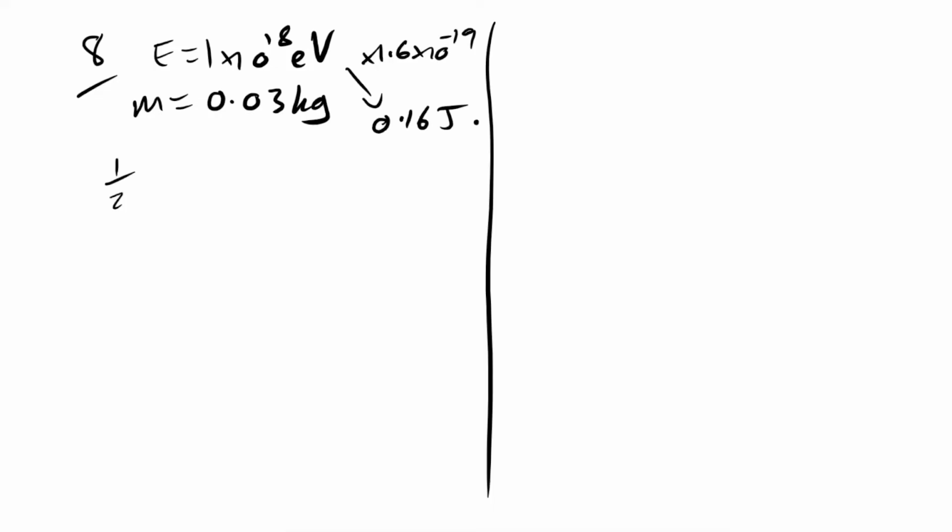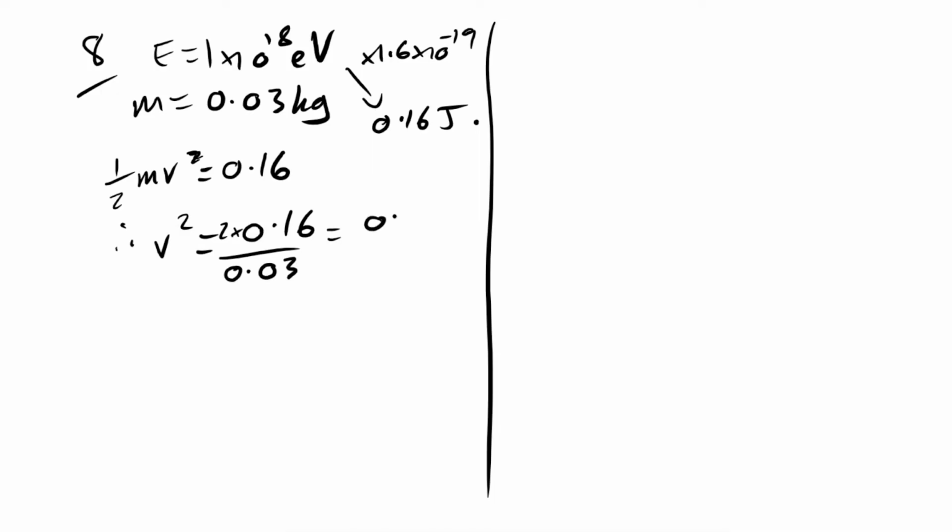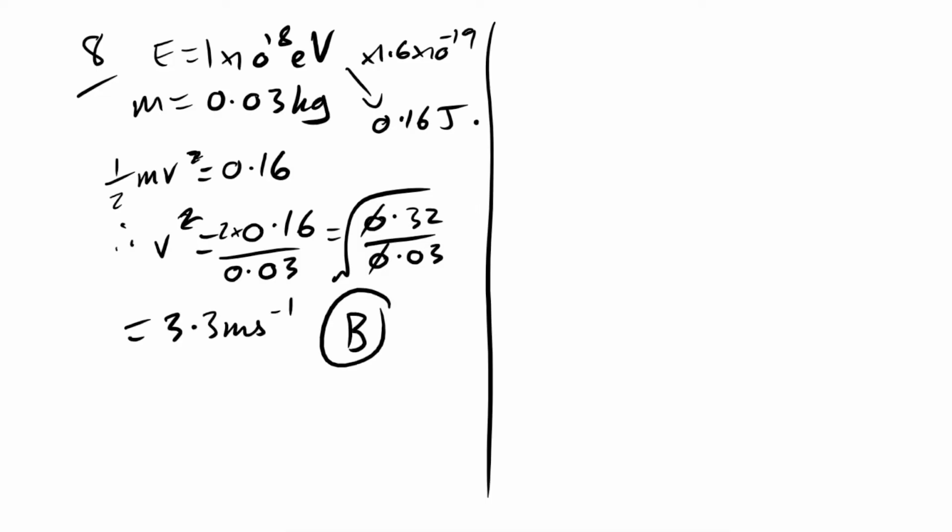So Ek, half mv squared, is equal to 0.16. So therefore, speed squared is going to be 2 times 0.16, divided by the mass we said, that's 0.03. So 0.32 divided by 0.03. So that's going to be 32 divided by 3. And so if we square root that, then we end up with 3.3 meters per second. So the answer is B.